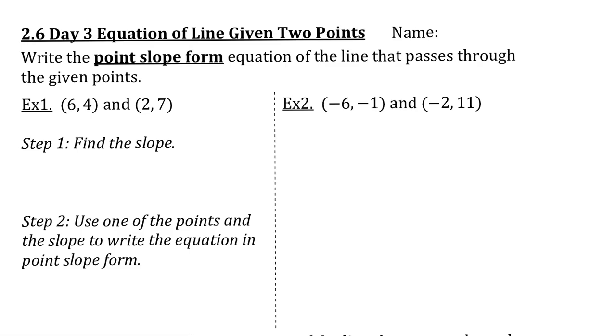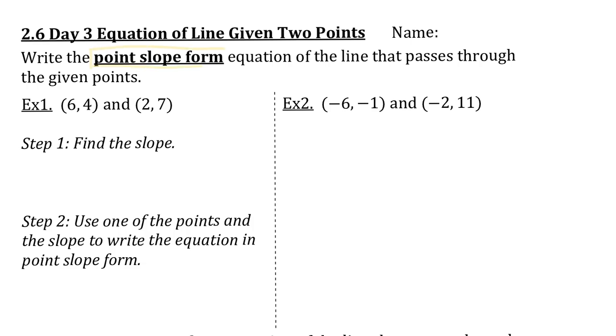2.6 day 3, we're going to write the equation of a line given 2 points. We've done all the steps to this, we're just putting them together today. Okay, so for the first example, they're giving me 2 points that are on the line. We're going to write the equation in point slope form.